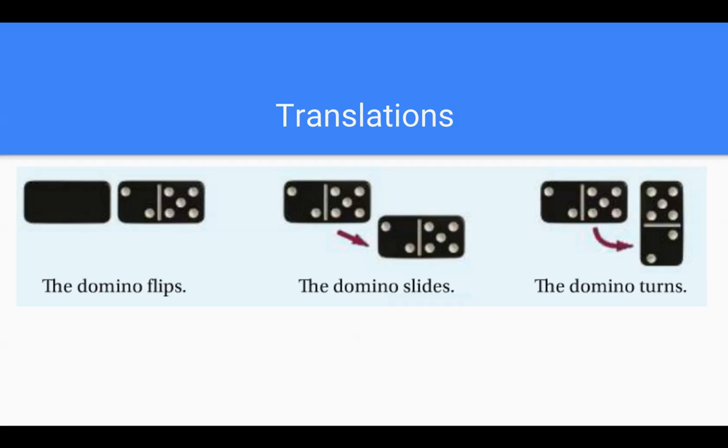So let's take a look at the different types of translations. We have the domino flips. That's called a reflection. We're going to have the domino slides, as we're going to look at today, which just causes a translation. And then we have the domino turns, which is going to be called a rotation. Notice in all three of these, the domino did not change the shape. It just changed the way it was oriented.